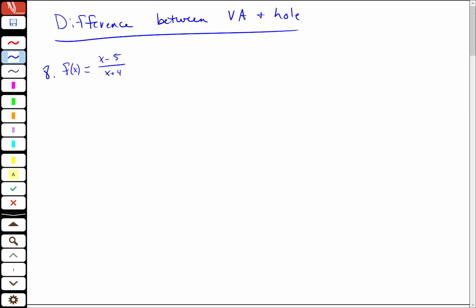So the difference between a vertical asymptote and a hole is just the way that they look graphically. The vertical asymptote is very disruptive to the graph. An example of this would be the graph for 1 over x. It kind of looks like this. On either side, it has a vertical asymptote at 0. So it has this line at 0.